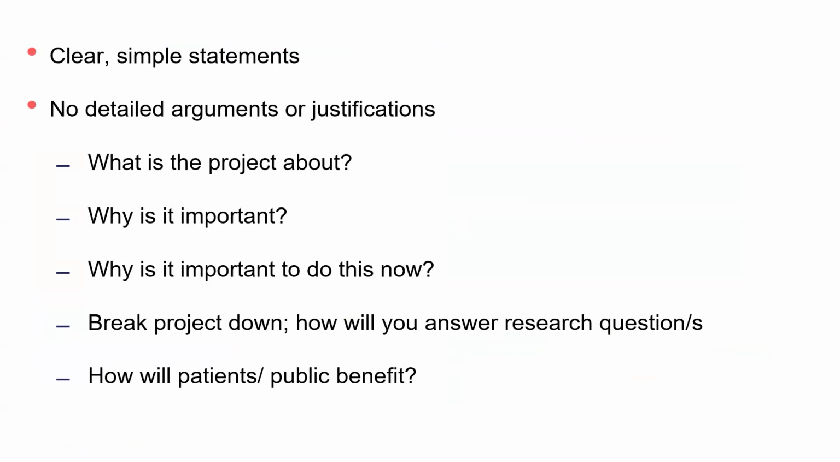It consists of clear, simple statements, as most of your application should, as you've probably gathered by now. No detailed arguments or justifications at this point. Basically, what is the project about and why it is important. So that's the problem. Why it is important to do this now. It basically breaks down the project and says how you will answer the question. So that's basically the plan. And it'll say how people will benefit from it. So the potential impact. So those are the things that you're looking for.